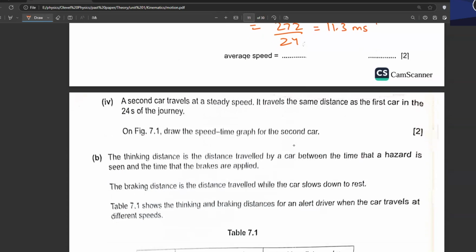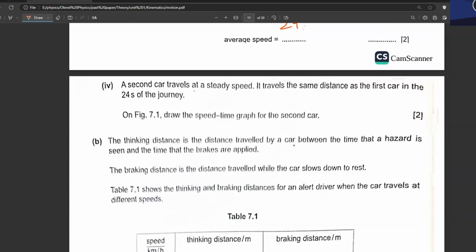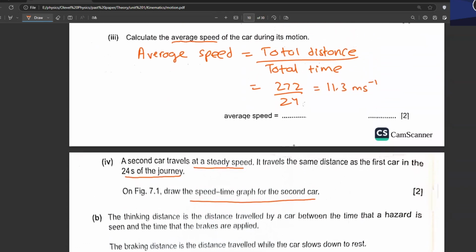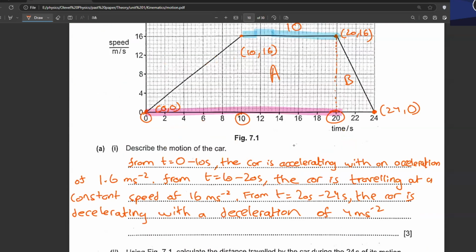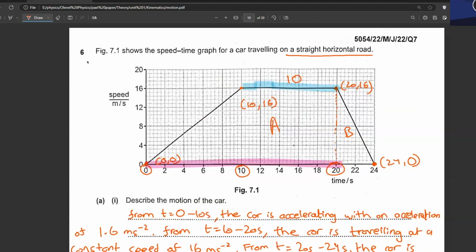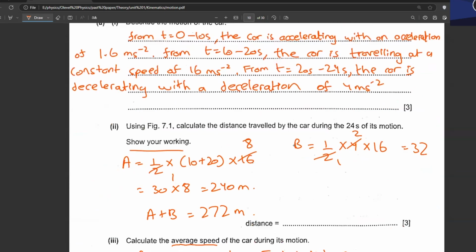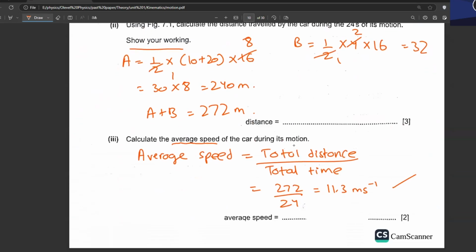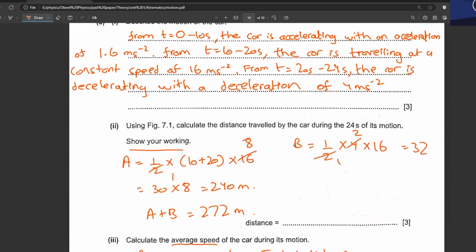Okay. A second car travels at a steady speed. It travels the same distance as the first car in the first 24 seconds of the journey. On figure 1.1, draw the speed time graph for the second car. Very easy. If you are traveling at a steady speed and you have to cover the same distance, you will travel at this average speed that you have calculated.